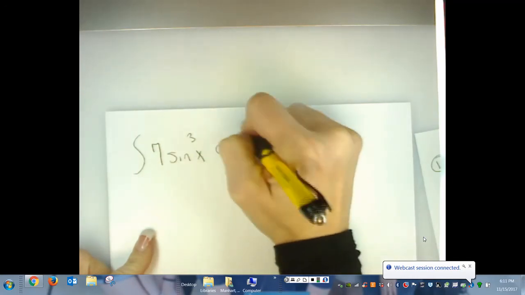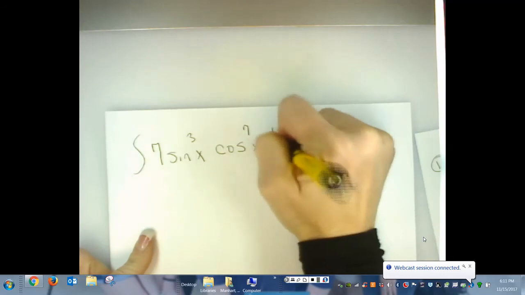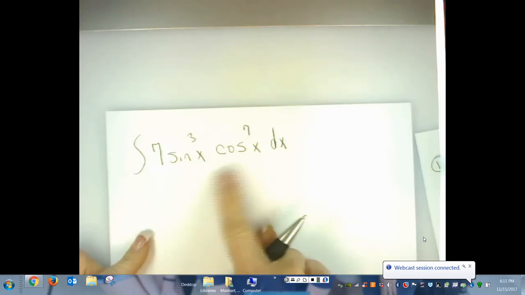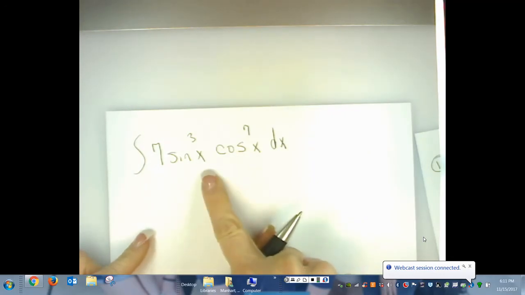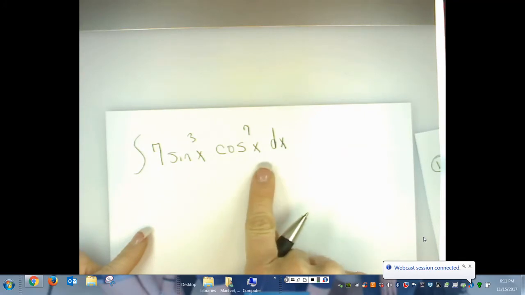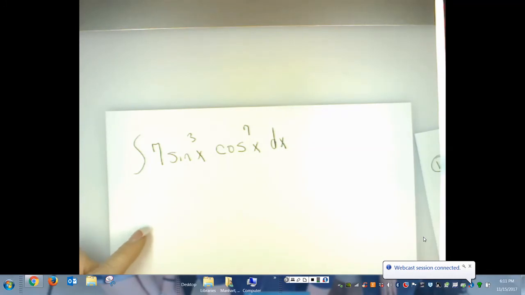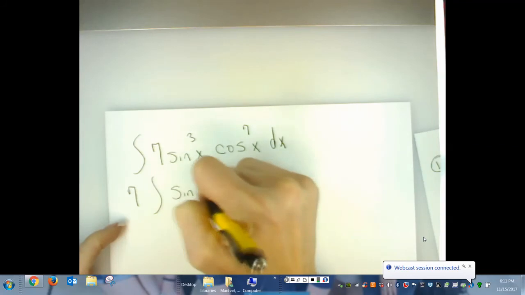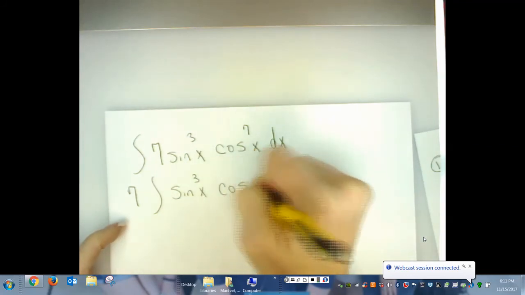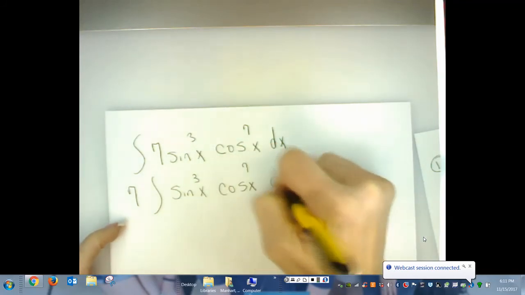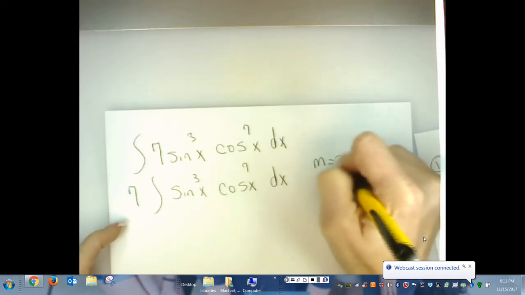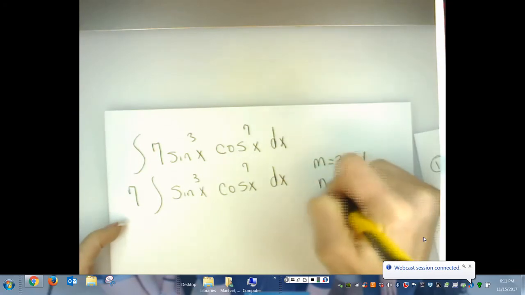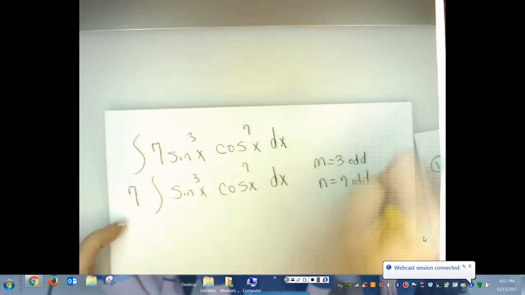I will say that I personally like that it's just x and it's not sine of x plus 5 quantity cubed or cosine of x plus 5 to the 7th power. We're just dealing with x here, and that's great. Obviously, the 7 is going to go outside. It is in standard form, so that's also good. Remember, this involves a table. M is 3 and it's odd. N is 7 and it's odd. So let's go to the table.